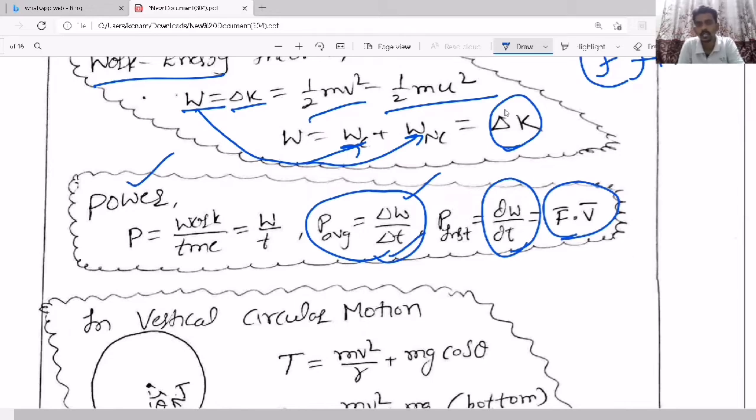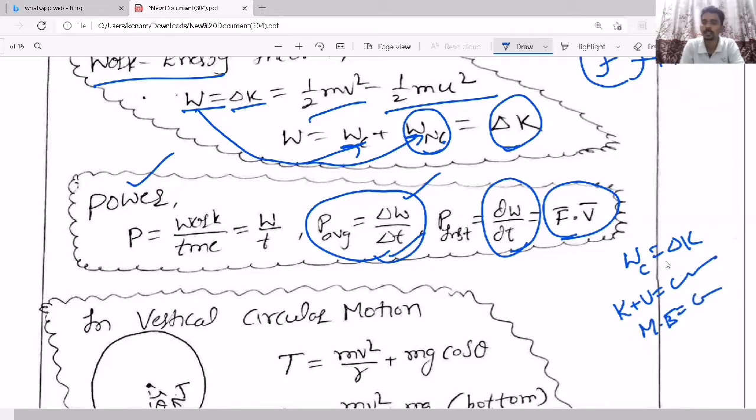And one more thing also: in the absence of non-conservative forces, this will become 0. So then work done by conservative forces equals delta K. From here, we will say that the K plus U value remains constant. That is, the total mechanical energy remains constant. Under what condition? Under the absence of friction or non-conservative forces, the total mechanical energy of the system remains constant. And this we call the law of conservation of mechanical energy.